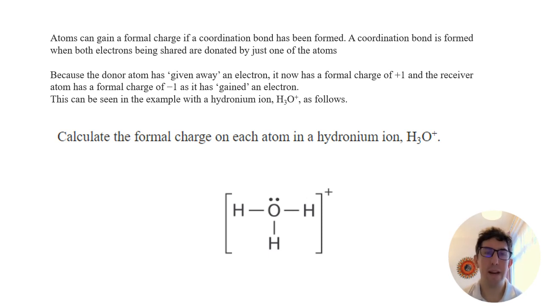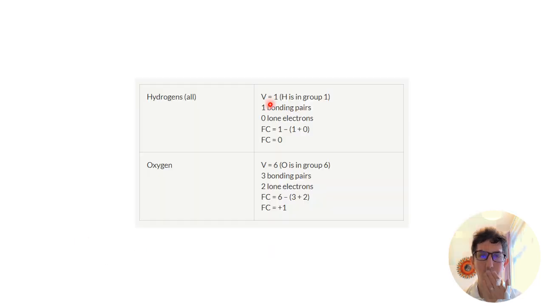So we get formal charges generally because of coordination bonds. Coordination bonds are where you have one atom giving both electrons in the covalent bond. In this example here, we have oxygen giving both its electrons to a hydrogen ion. The donor atom that's given away generally has a formal charge of +1. The formal charges will add up to the total charge of the ion or molecule. So you can see there's a charge of +1, so the formal charges will add up to +1. We work out the formal charges. We can see that oxygen comes out as +1 and the hydrogens come out as 0.